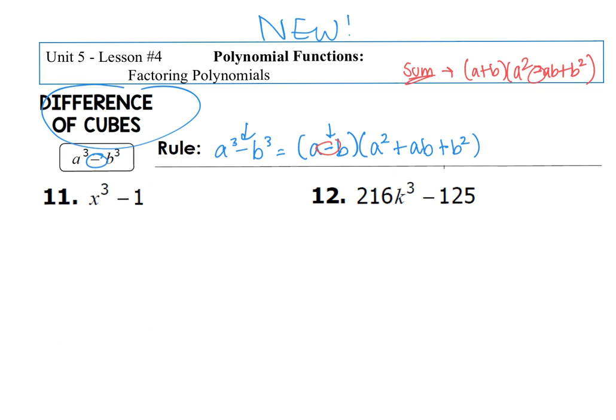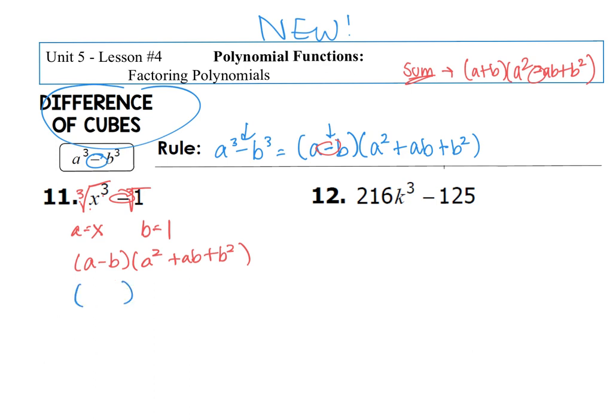We need to know what a and b are, so we have to cube root each of these terms. So in 11, we have x cubed minus 1. Again, we're using our difference of cubes formula for factoring. So let's figure out what our a and our b values are. The cube root of x cubed is just x, right? Because 3 divided by 3 gives us 1, so 1x. The cube root of 1 is 1. So a is equal to x and b is equal to 1. So we're filling in a minus b times a squared plus ab plus b squared. That's our formula for factoring difference of cubes.